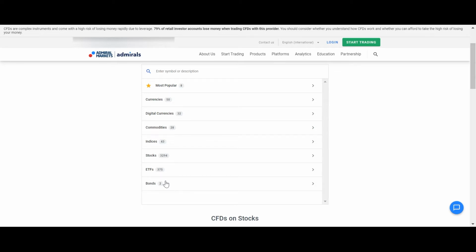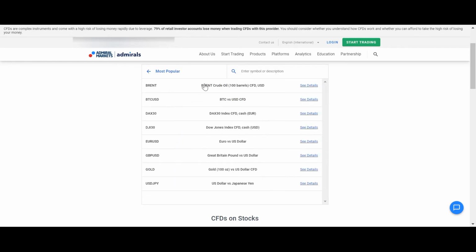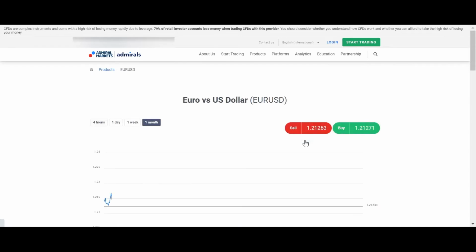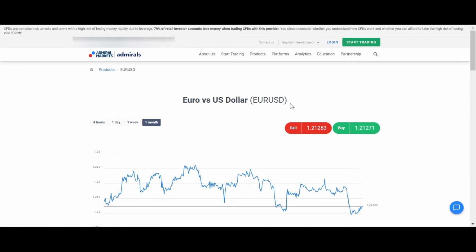Let's see how our contract specification works on the most popular trading instrument. As an example, let's take EURUSD. Please click See Details to know more about the trading instrument. At the beginning, you will see the current sell and buy price.